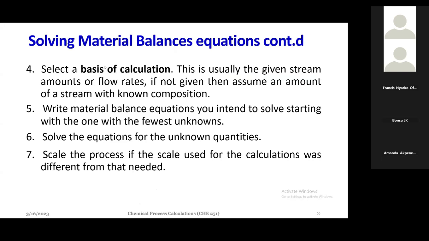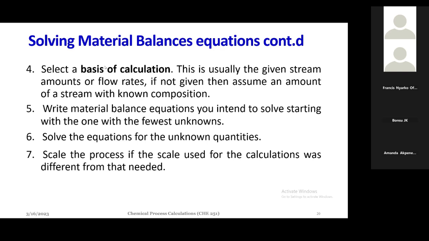The next step is to select a basis for your calculation. I think yesterday we spoke about how to set a basis. Now, for material balance, we set a basis mostly for your feed input, right? So if they don't give you the amount of feed entering into the system, you can set a basis for that. You select a basis for that, and that wouldn't change your final answer that much. The fifth step is you now write your material balance equation, and then you can start solving.